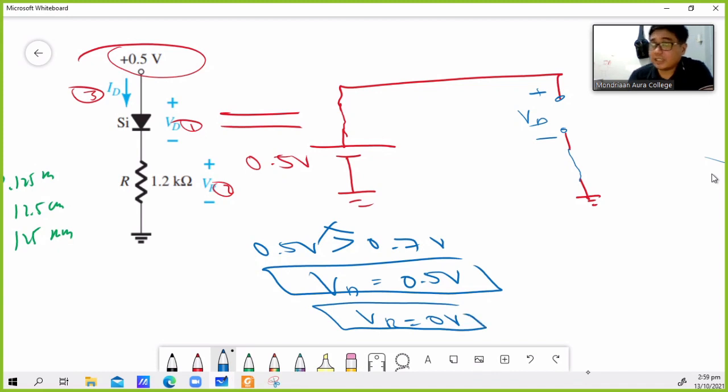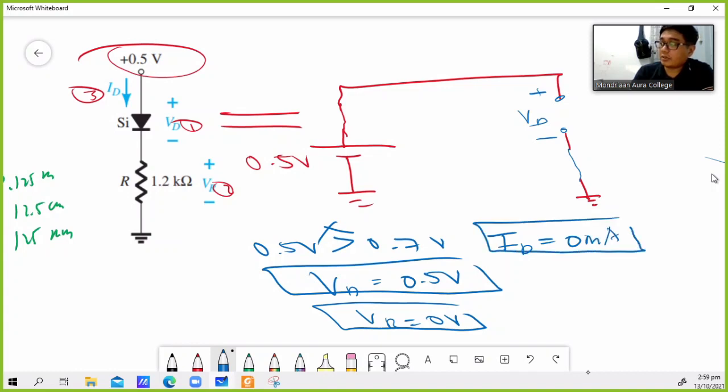Ano naman I sub D natin? I sub D, may dumadaan bang kuryente? Wala. Therefore, I sub D is equal to 0. It is proper to write the units pa rin. So this is milliamperes. It's customary to express the unit in milliamperes ng diode current. Okay? So next, let's have, ito, meron ng kasamang LED.